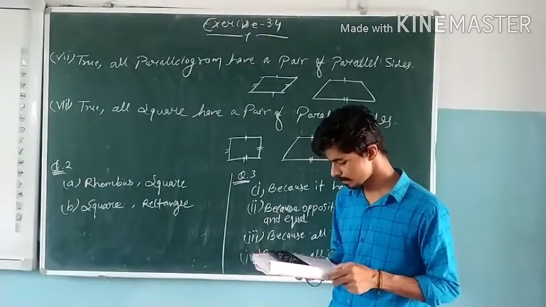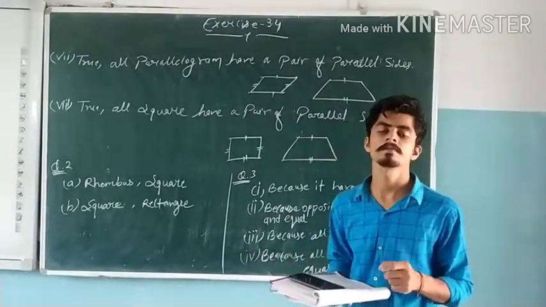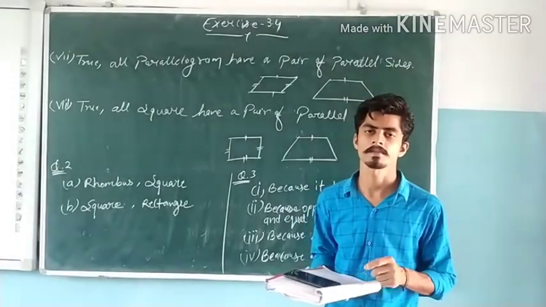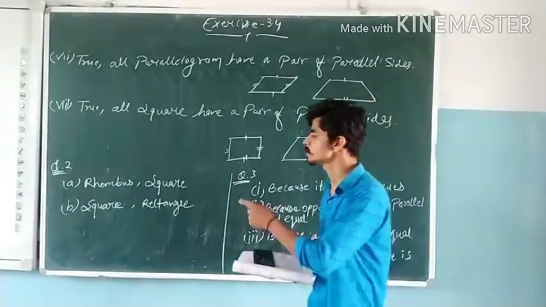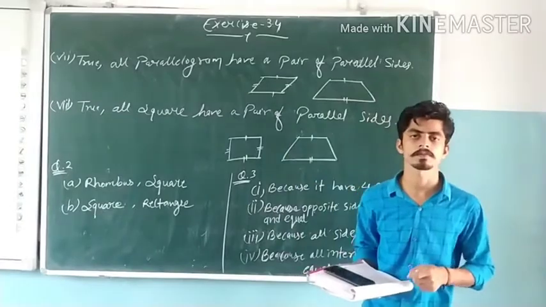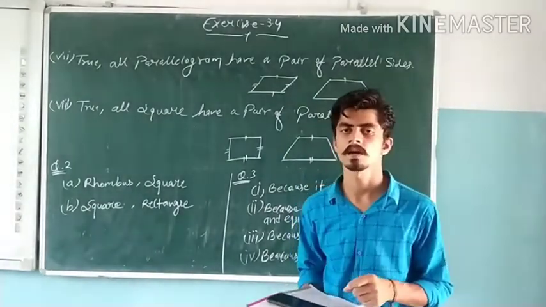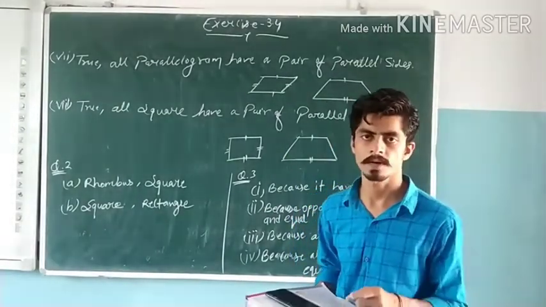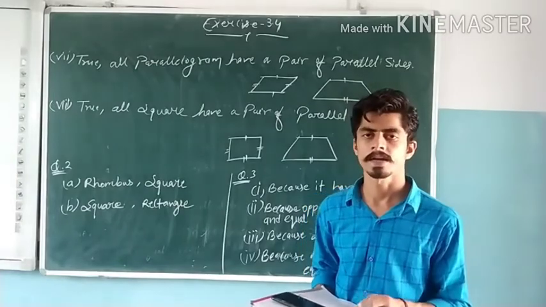The next one is 4 right angles. In which quadrilateral do we have 4 right angles? So the answer is square and rectangle. As you know the figure of the square and the rectangle, all the angles of a square and rectangle are equal to 90 degrees.